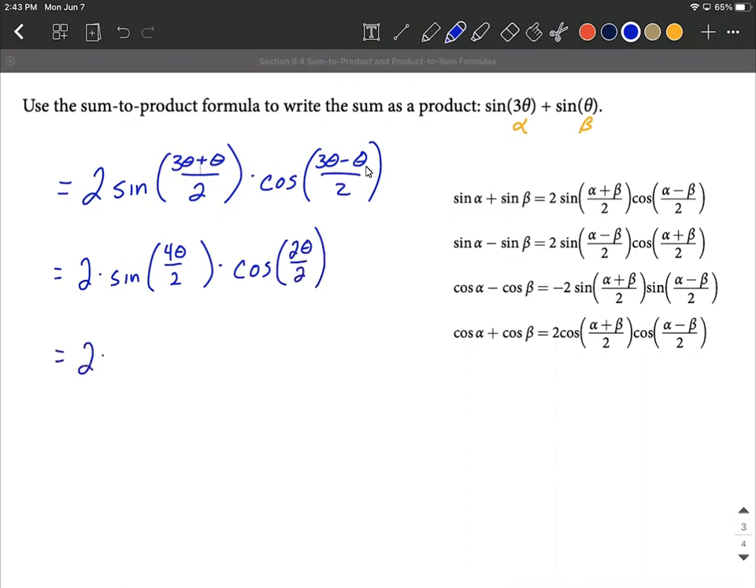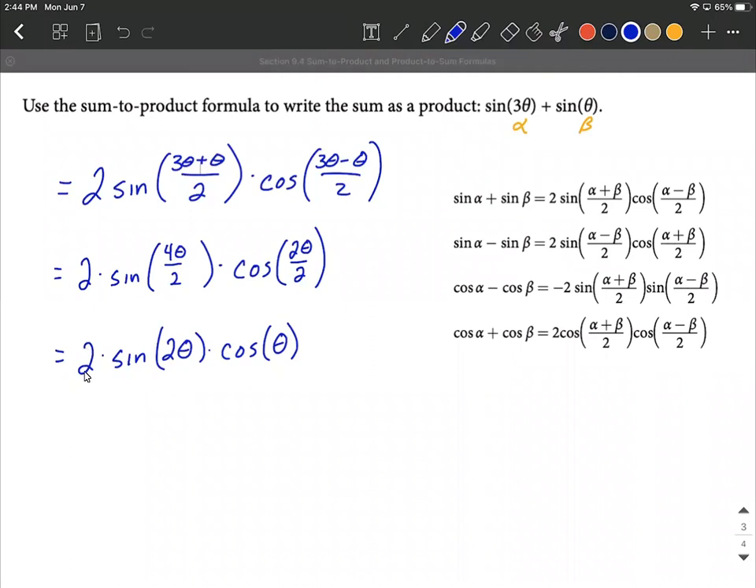And lastly, we can go ahead and reduce down what's still inside these trigonometric functions. We can say 4 theta divided by 2 is going to be 2 thetas, multiplied by cosine of 2 theta over 2 is equivalent to just being theta. And that's where we can leave it.